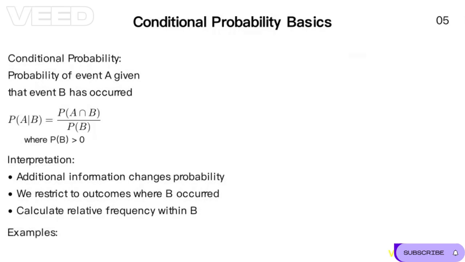Let's examine a weather example using a tree diagram. If we know it's cloudy, the probability of rain increases significantly. The probability of rain given cloudy skies is 0.8. Much higher than the overall probability of rain.